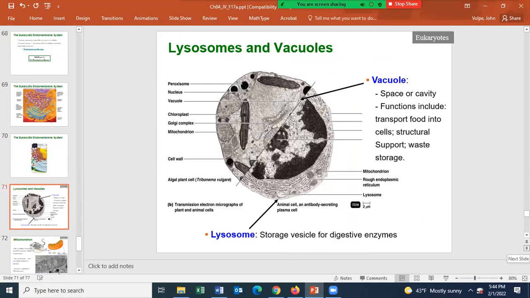If not, we've already talked about vacuole. A lysosome looks similar to a vesicle or a vacuole, but it's more specific in its purpose. And the lysosome stores enzymes for digesting things. One of the enzymes you find in a lysosome is the enzyme lysozyme. And that's where the lysosome gets its name, from the enzyme lysozyme.